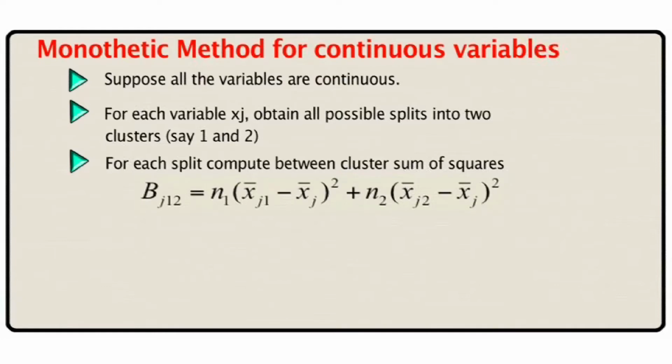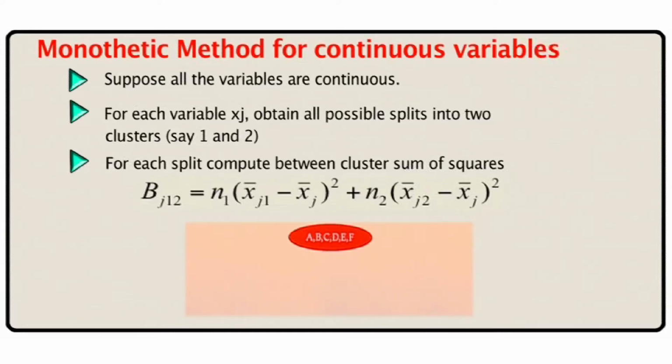It's Bj between clusters 1 and 2 equals n1, the number of members in that cluster, times (xj1 bar, that is the mean of that cluster, minus the grand mean) squared, plus n2, the number of members in the second cluster, times (xj2 bar, the mean of that cluster, minus again the grand mean) squared. So this is the difference in the sum of squares between the two clusters.